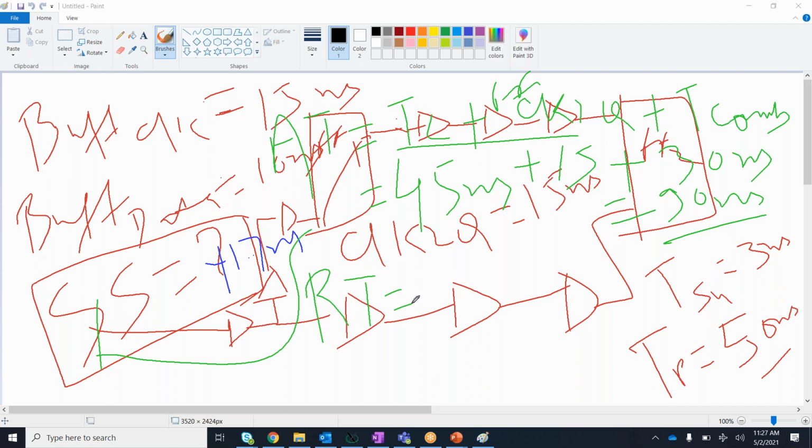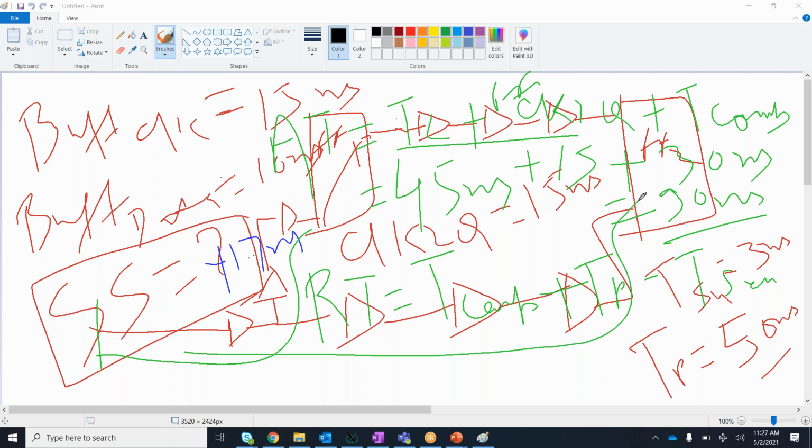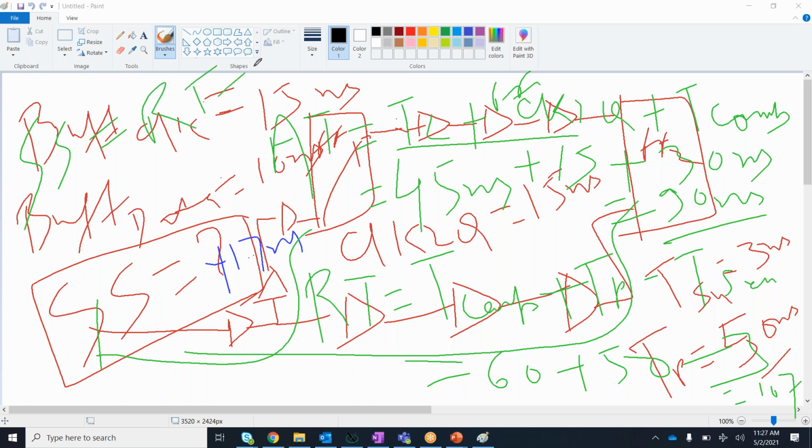In required time, what are the components we have? T capture plus time period minus T setup. What is T capture? 4 clock buffers. Each buffer will give a delay of 15, so this is 60. Time period is 50, minus 3. So 107. Now what is setup slack? Required time minus arrival time. So 107 minus 90 is equal to 17. Positive 17 is the correct answer.